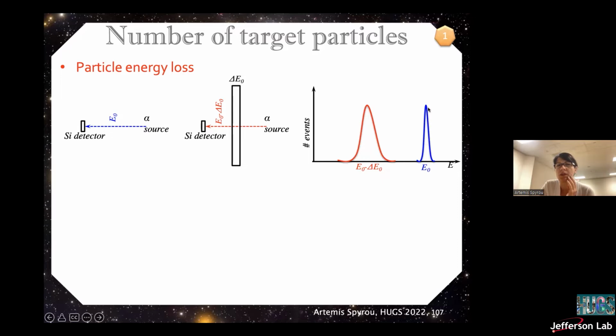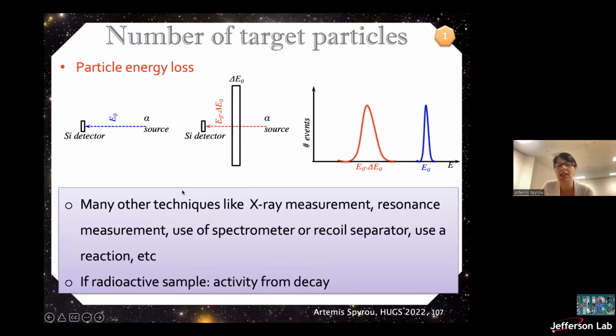So you get from a signal that looks like this to a signal that looks like this, lower in energy and broader. So it's not as accurate as the Rutherford backscattering, but if you just want a rough number of how thick that target is, then you can do that. And there are many other techniques. You can measure X-rays, so use an X-ray beam to excite the atoms in your target, and when they de-excite, you get X-ray measurements. Again, they're sensitive to the target thickness. There are a lot more ways that you can measure the target thickness. If the sample is radioactive, so when we're talking about radioactive targets, then you can measure the activity of the sample, and again, this way get your number of target particles.